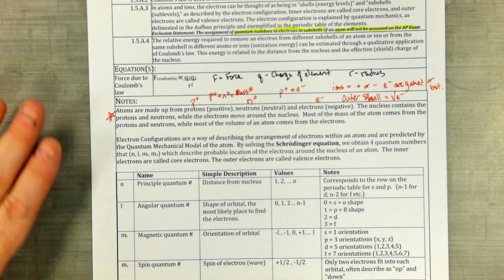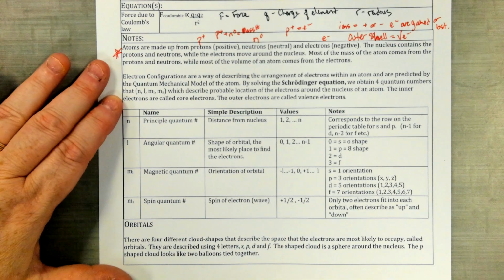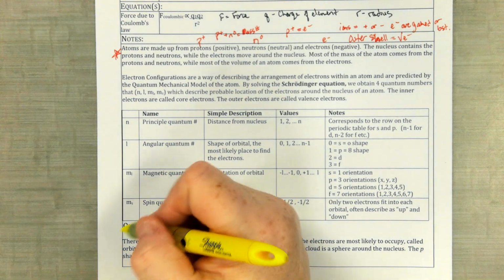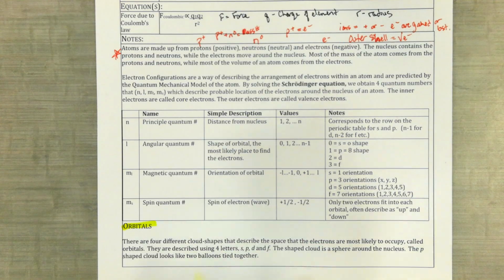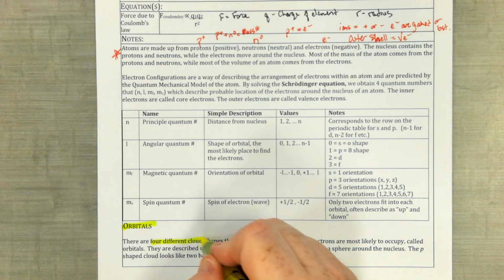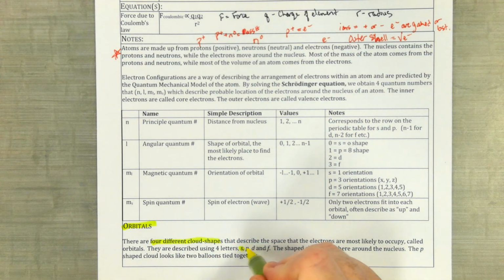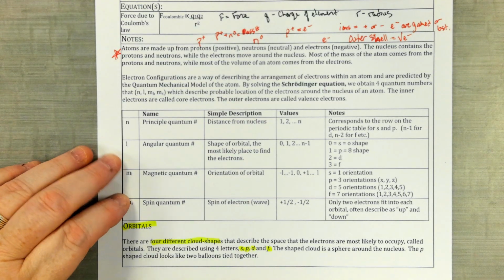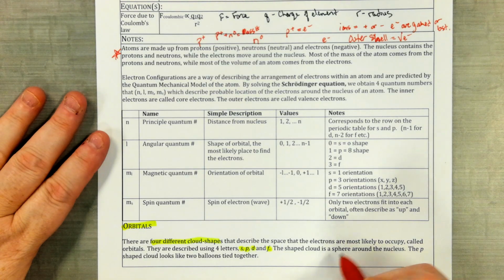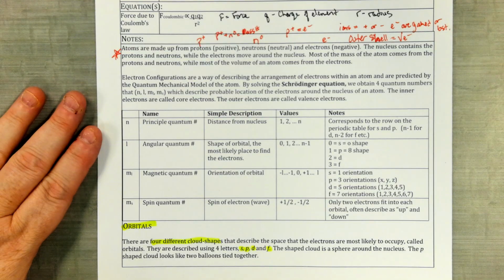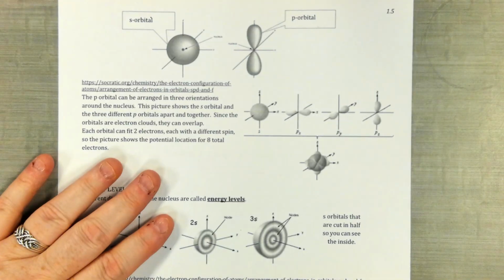Okay, let's talk about orbital shapes. There are 4 different cloud shapes. We've got S, P, D, and F. It talks about how the shape of the cloud of a sphere is the S, and the P looks like 2 balloons tied together. So let's flip it over and actually look at these pictures.